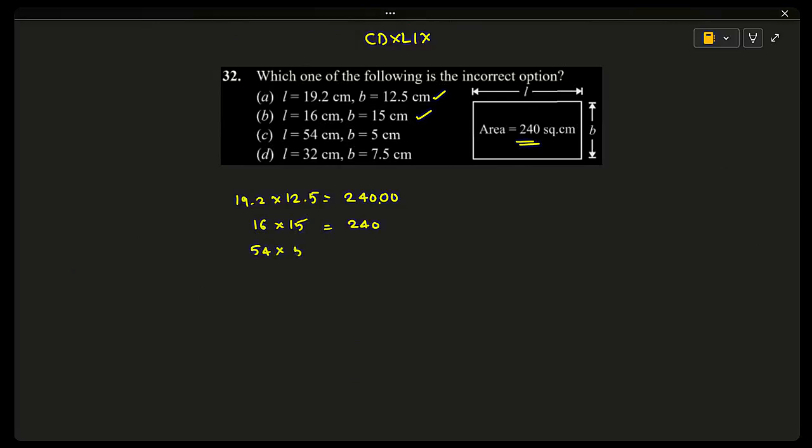54 into 5. So you'll be getting 270. So this is incorrect. So option D, if you go for, that is 32 into 7.5. This also you are getting 240. So all are correct except option C. Okay. So option C is incorrect one.